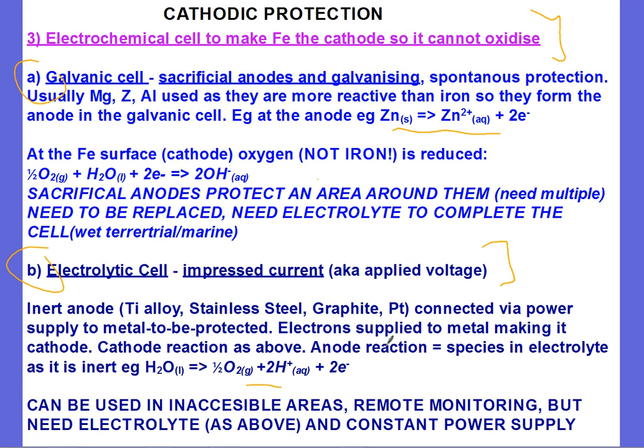Now, impressed current can be used in inaccessible areas because you can just supply voltage down there. You can get remote monitoring, but you need an electrolyte as above, and you also need a constant power supply.